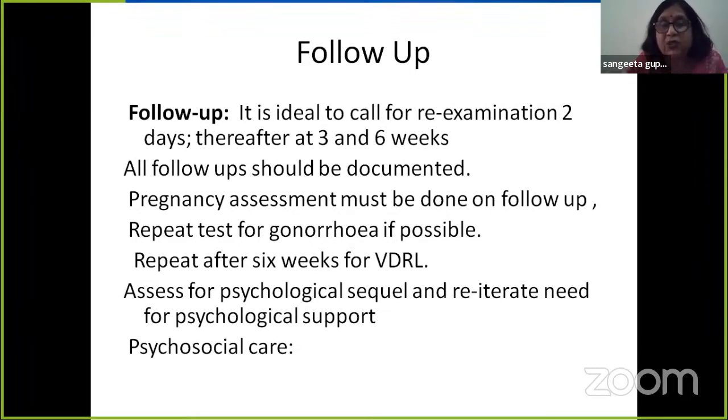And then the follow-up visit is very important. We can call her for re-examination after 2 days. Thereafter, at 3 and 6 weeks, we can have a repeat HIV test for her. We can have a repeat pregnancy test for her, and all the follow-up methods will help the person to take the things into the court.